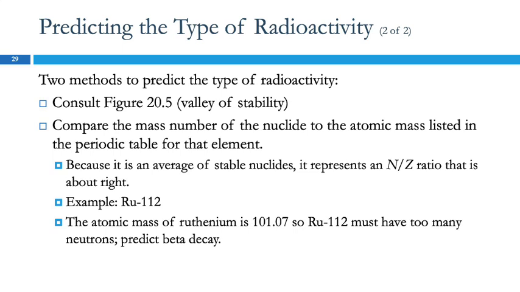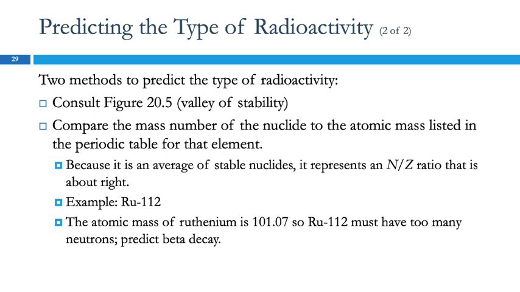So you can look at the element on the periodic table and determine its ratio, N to Z, and that's going to be about right. Then you can compare the nuclide that you're looking at to the average and see if it's going to be stable, or if not, what kind of radiation it's going to emit. So let's look at ruthenium-112.